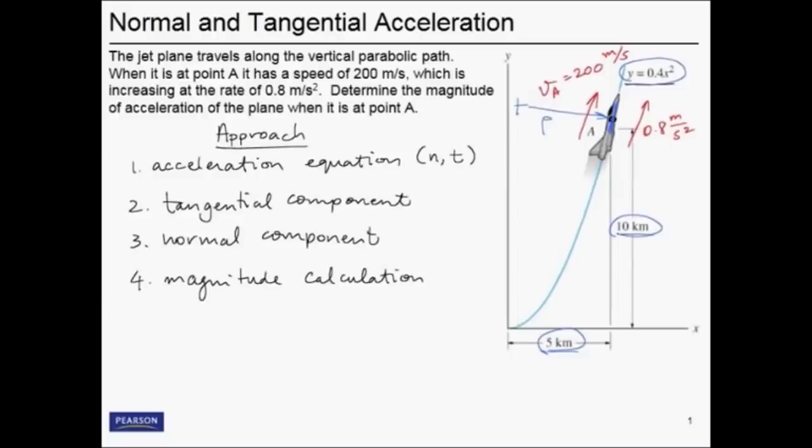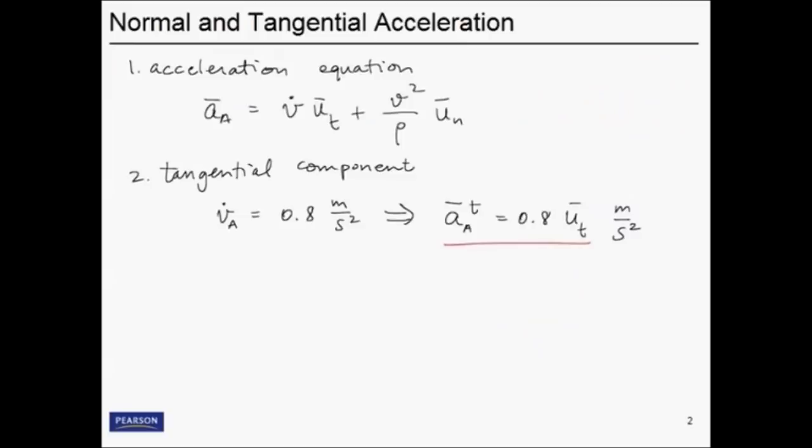Let's review what we did. We had a plane flying on a curved path, and we wanted to express the acceleration of that jet in terms of normal and tangential components. So we started off by looking at the acceleration equation, which had the tangential and normal components listed, and it identified the key quantities we needed to know. So that was v dot, the tangential component, and then v squared over rho was the normal component.